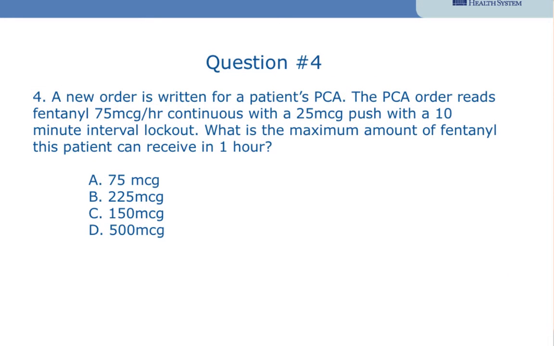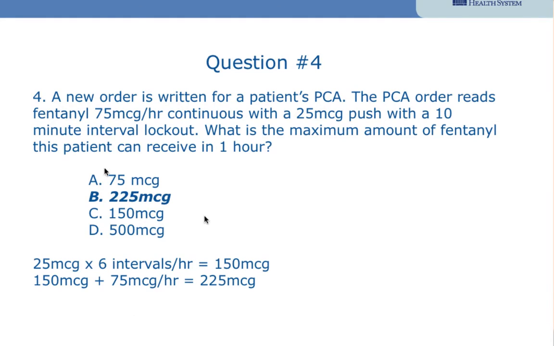So just another example math question. If you get a PCA order that reads 75 mics per hour of fentanyl with a 25 mic push with a 10-minute lockout, how much fentanyl can they get in an hour? And sometimes, as pharmacists, we'll calculate this when an order comes through to make sure it's appropriate. So they have 6 intervals per hour, times 25 mics, that's 150. And then 150 plus the 75 they're getting per hour, that's 225 mics of fentanyl. So you can compare that to how much total fentanyl they have been getting, how many times they're pushing it, and see if that's appropriate.